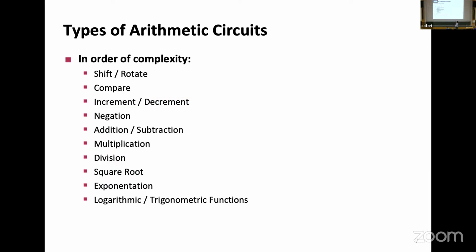So type of arithmetic circuits in terms of complexity in realizing them in digital circuits looks roughly like this. So the very, very simple things which if you are programming, maybe not so obvious, are things like shifting and rotating are the easiest things for us to do. Then comes comparison, increments, negations, additions, multiplication. And now the rest gets slightly more problematic: division, square root, exponentiation, trigonometric functions or logarithmic functions. Those are challenging to implement in digital hardware.